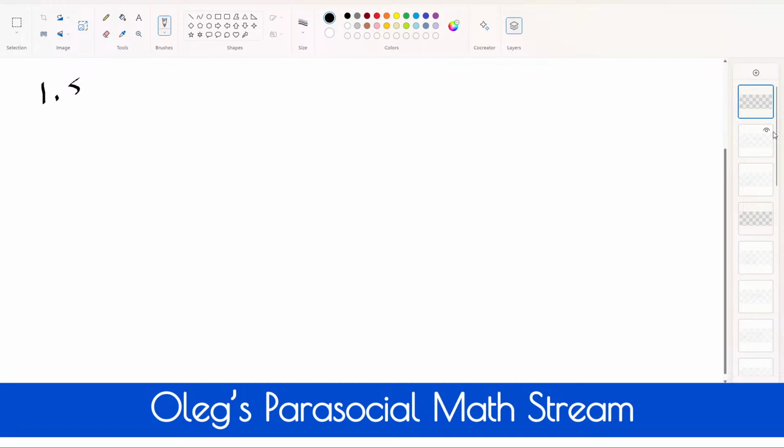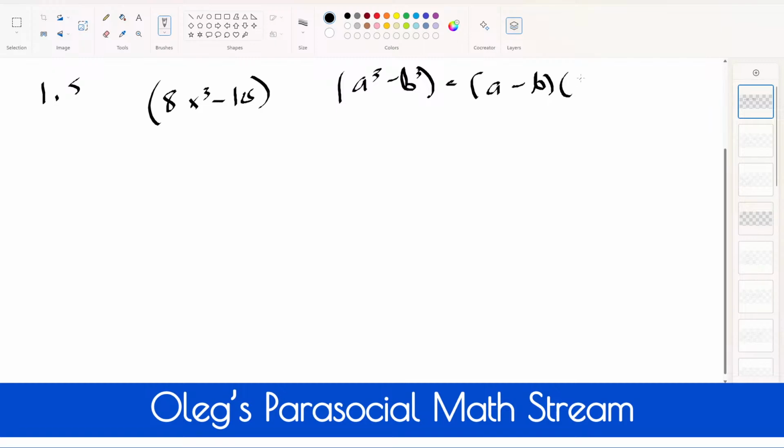Okay. Factoring a difference of cubes. So 8x to the third power minus 125. And we're going to say a to the third minus b to the third is equal to a minus b times a squared, the same, opposite, ab. Oh, I meant not 2ab, just ab. Opposite, ab, and then always positive, b squared.